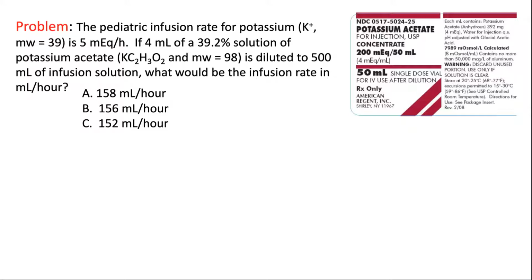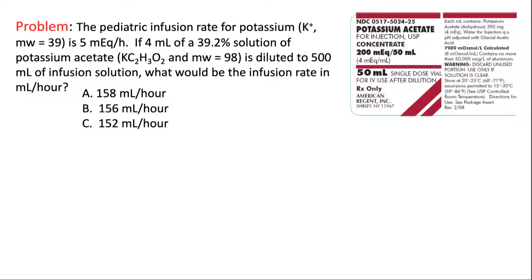All right, the next question involves potassium acetate. And again, on the right-hand side, you can see an actual label from a vial of potassium acetate. So you can kind of compare some of our numbers here in a little bit. But let's read the question. It says, the pediatric infusion rate for potassium, which is just potassium ion itself, is 5 milliequivalents per hour.